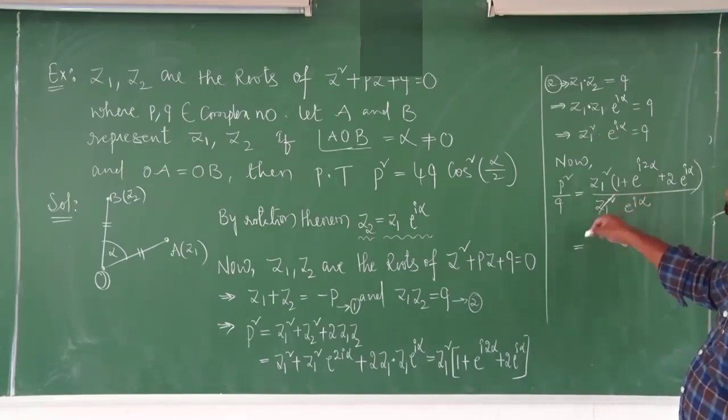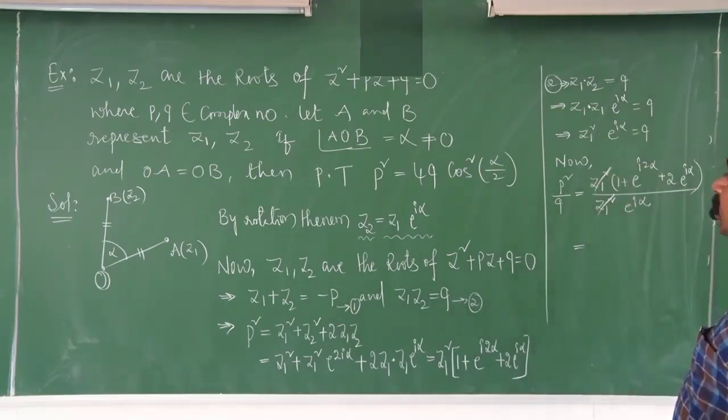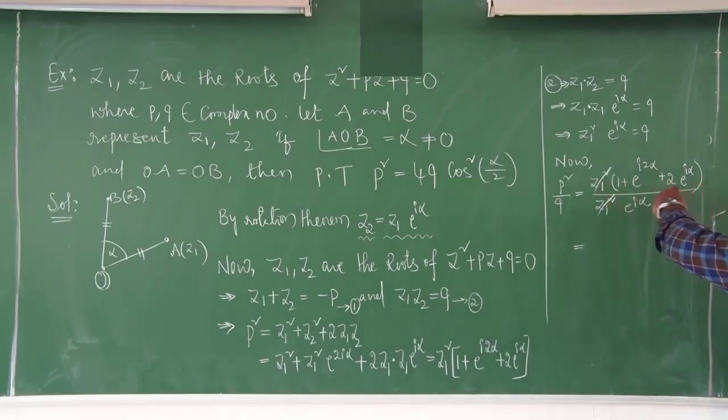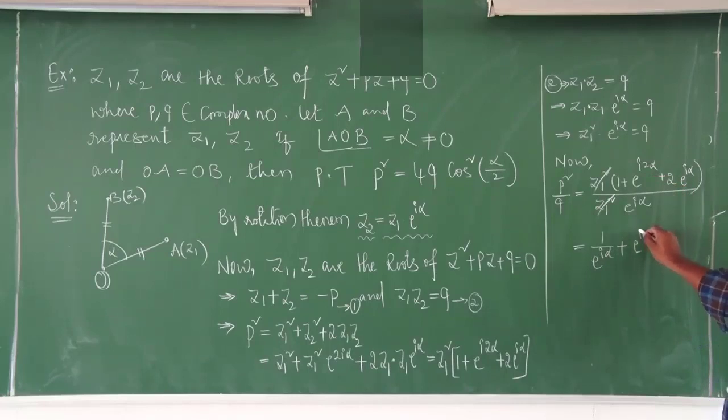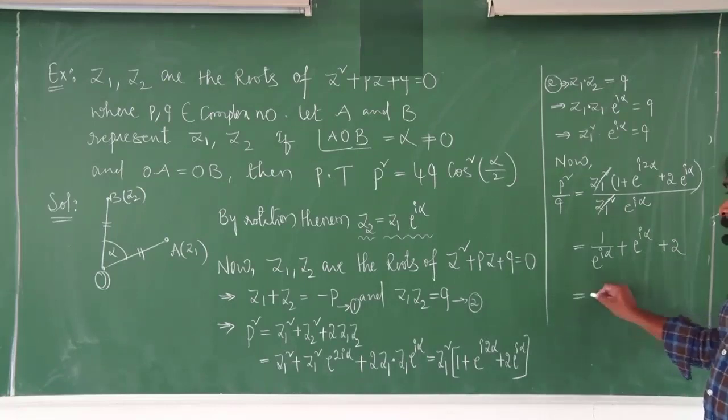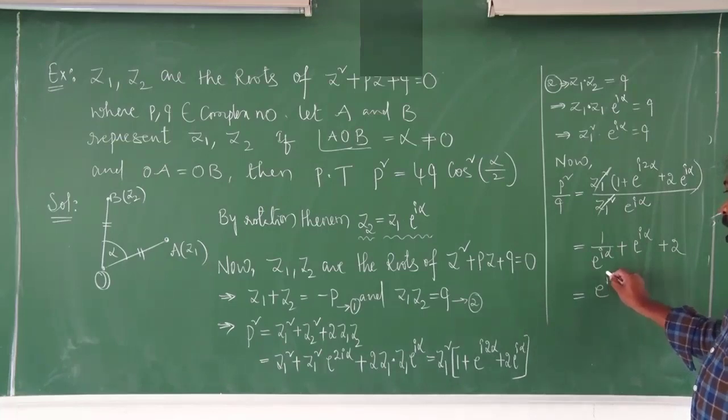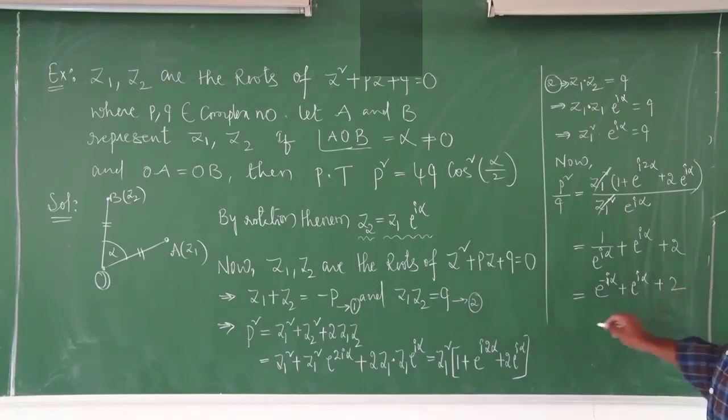Now here these two get cancelled. Our aim is to show that cos square alpha by 2. Now in the numerator you can take e power i alpha common. If I take e power i alpha common, then e power i alpha cancels. 1 by e power i alpha plus e power i alpha plus 2. Like this you can get. Now 1 by e power i alpha means e power minus i alpha. So e power minus i alpha plus e power i alpha plus 2.